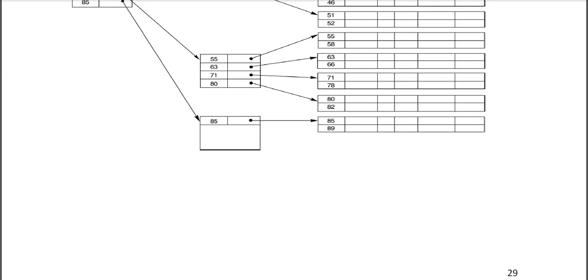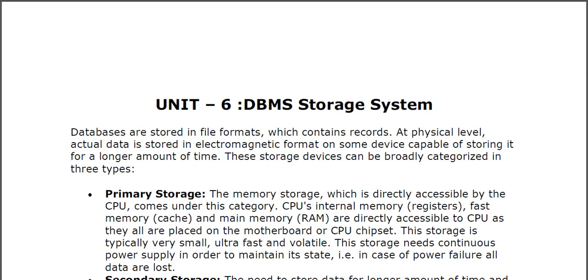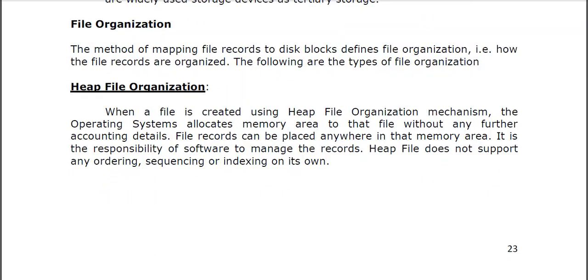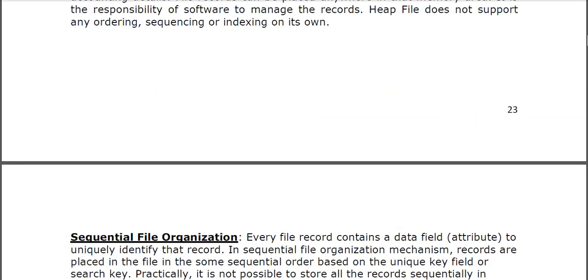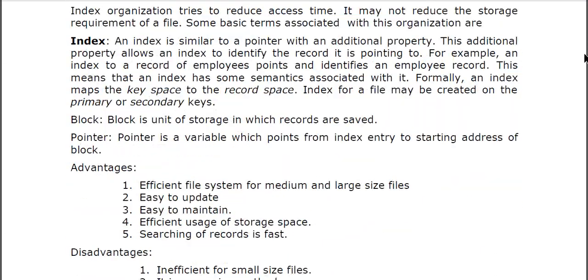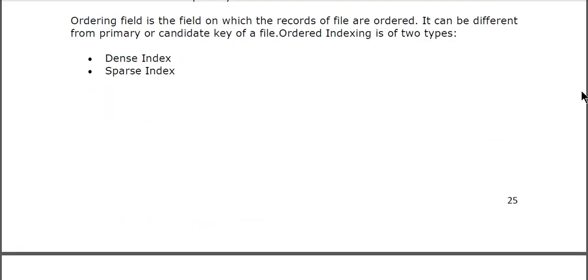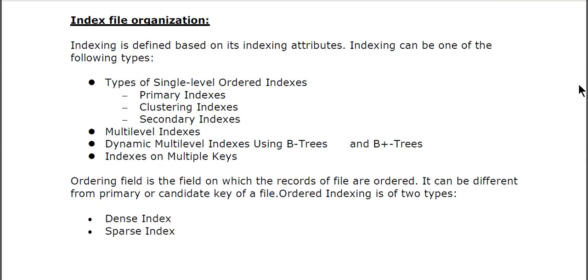So in this video, we discussed different storage systems of DBMS, then file organizations like heap file organization, sequential file organization, index sequential file organization, and index file organization. Details of index file organization like primary, secondary, clustering, and multi-level indexing techniques are discussed in this video. In the next video, we'll discuss B tree and B plus tree.